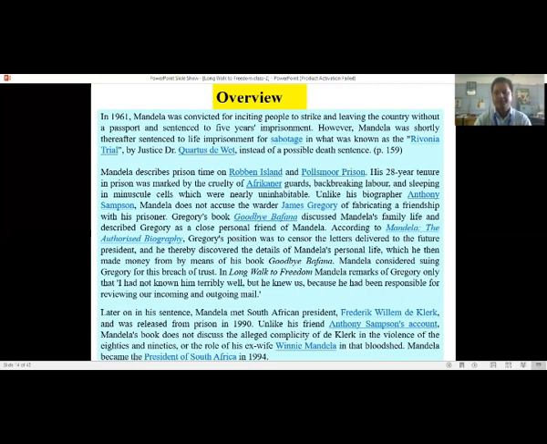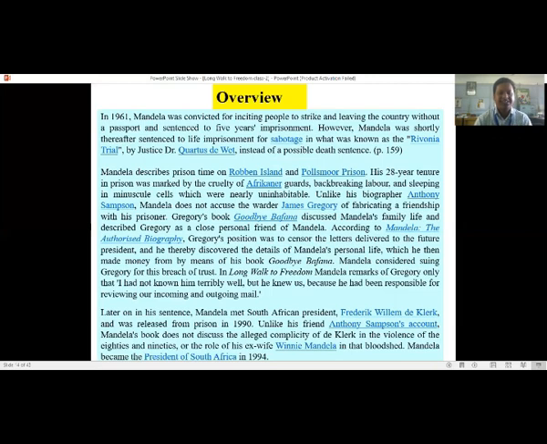In Long Walk to Freedom, Mandela remarks of Gregory only, I had not known him terribly well, but he knew us because he had been responsible for reviewing our incoming and outgoing mail. Whatever.